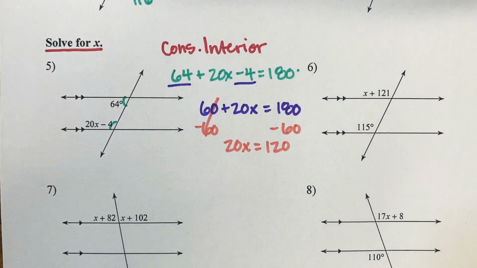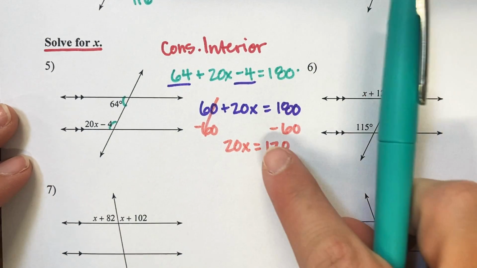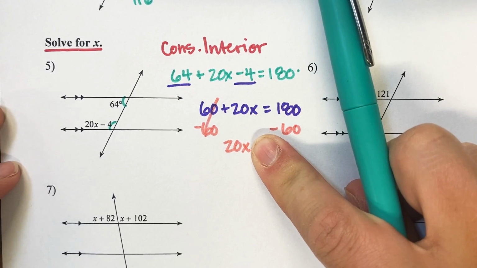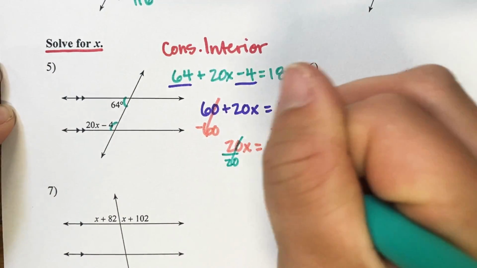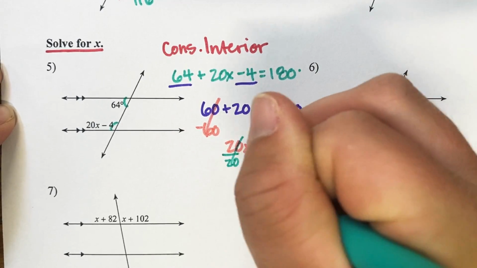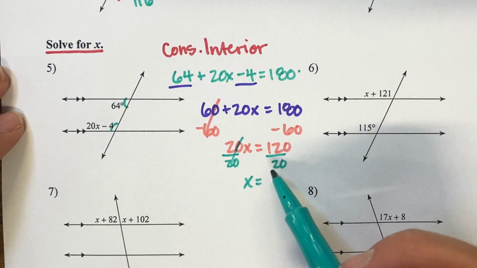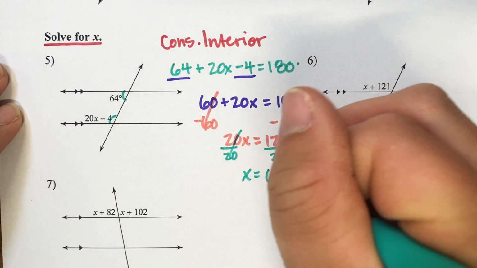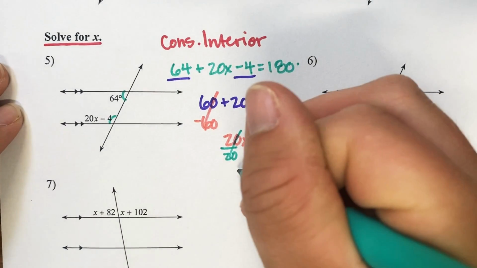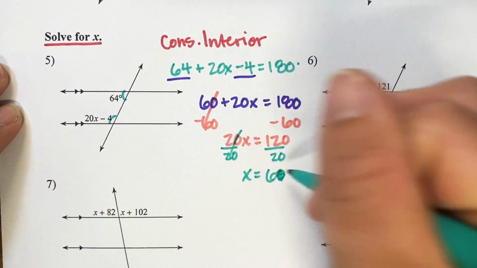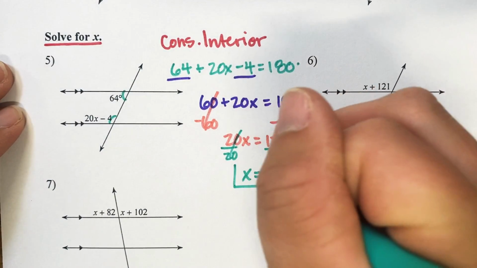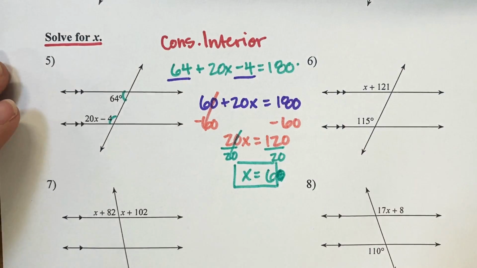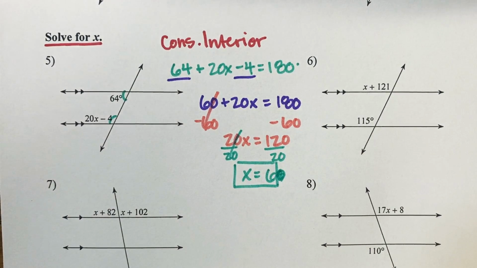Okay, now my very last step. What is the opposite of times by 20? We are going to divide by 20. So I get x is equal to 120 divided by 20 is 60. Nope, 6. Not 60, 6. All right, so we have x equals 6. Okay, and that's it. We solve for x.